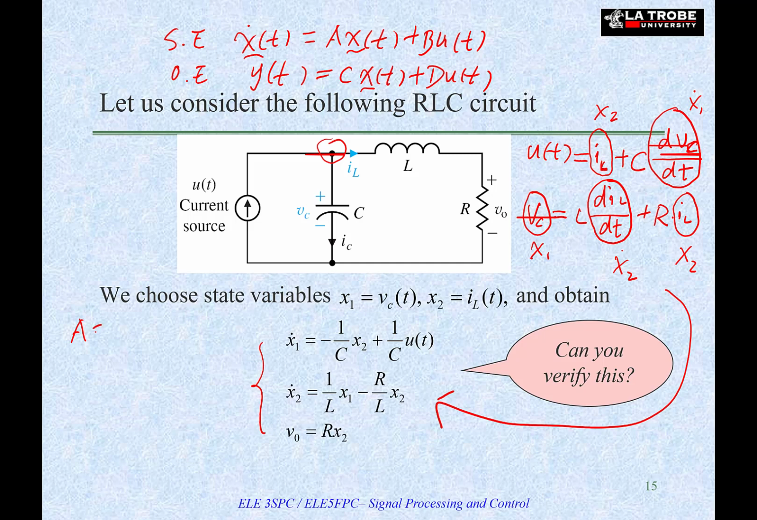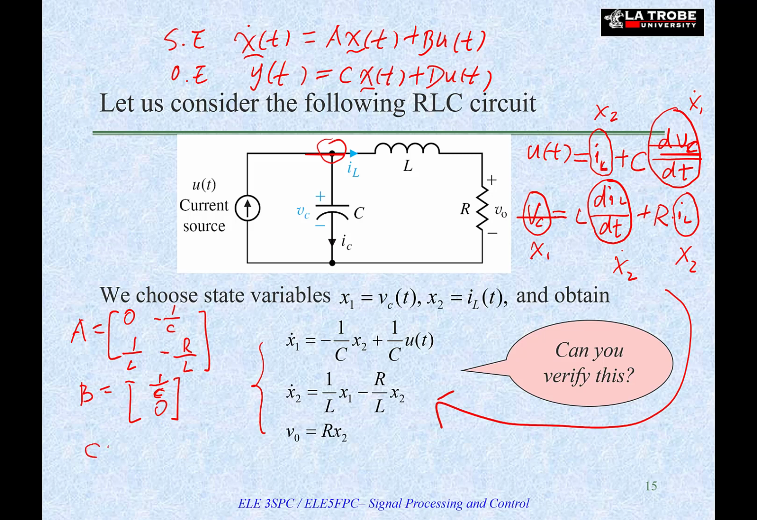So matrix A is, again, 2 by 2: 0, -1/C, 1/L, -R/L. So this is your matrix A, and matrix B should be equal to 1/C and 0, because in x2 dot(t), there is no appearance of u(t). That's why you have a 0 as the second element of the vector B.